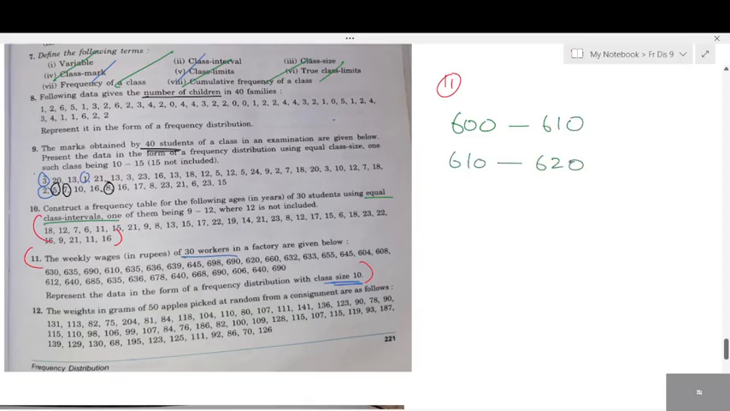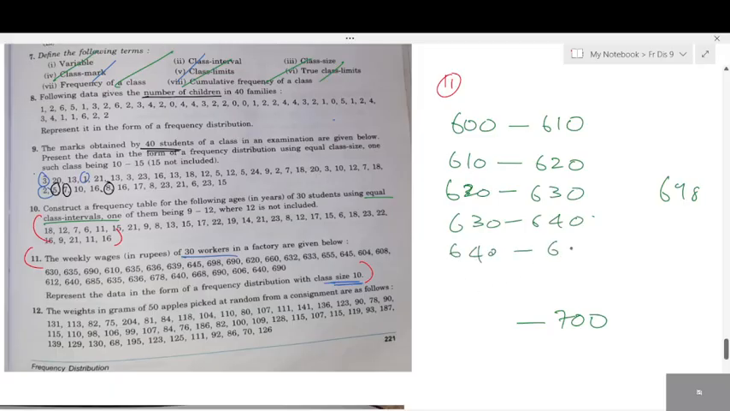610 to what's the highest value we have? Somebody told highest value 690. Okay. So if it is 698, up to what should I write? Up to 700. Okay. Look here. 620, 630, 630, 640, 640 to 650.